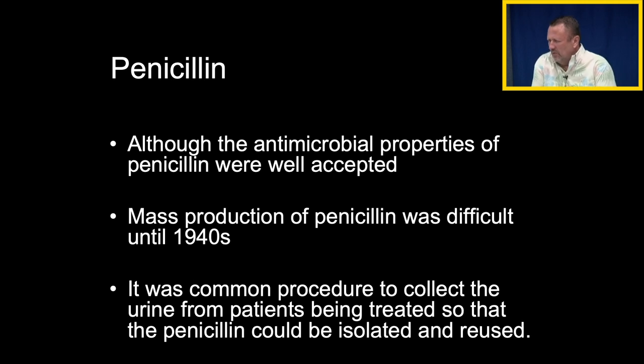So we knew that certain molds made penicillins, and we were well aware of their antimicrobial properties. However, mass production of penicillin didn't occur until 1940. Something you'll read about if you go back and look is that the original penicillins were not metabolized by the liver. They were completely excreted through the urine. Penicillin was so rare that we collected it from the urine of patients who were receiving it, isolated out the penicillin, and reused it until the mass production of penicillin.